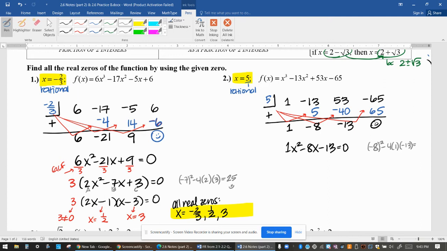And I just realized that my 13 was positive. That's how I would get a positive 65. My fault. Do you guys see that? 53 minus 40 is positive 13. So the 13 is positive.